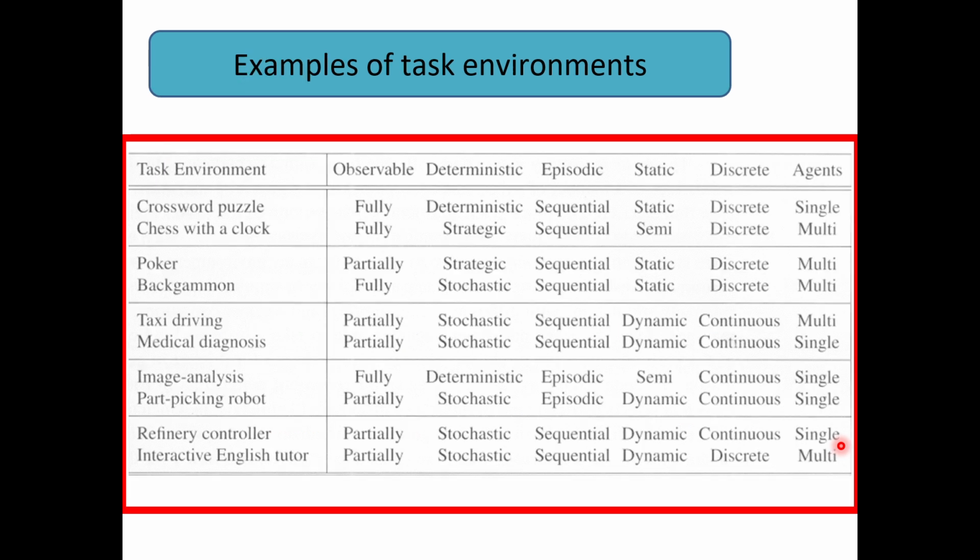Then the examples for task environments: observable or non-observable, deterministic or stochastic, episodic or sequential, static or dynamic, discrete or continuous, single or multi-agent, for various applications like crossword puzzles, chess, other games, taxi driving.